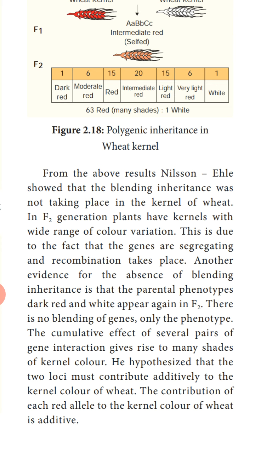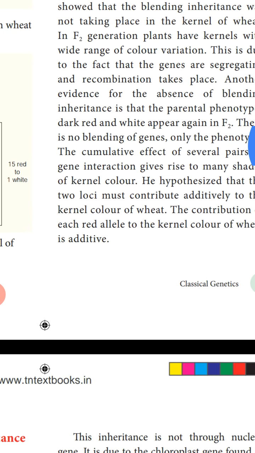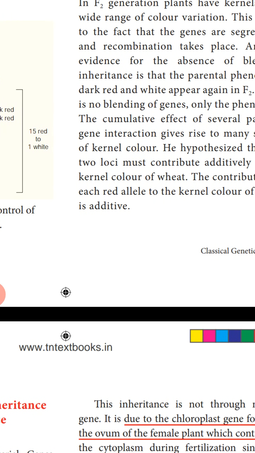The cumulative effect of several pairs of gene interactions gives rise to many shades of kernel color. So here the effect of all the genes provides different colors. He hypothesized that the loci must contribute additively to the kernel color of wheat. The contribution of each red allele to the kernel color of wheat is additive. So here we have completed polygenic inheritance.